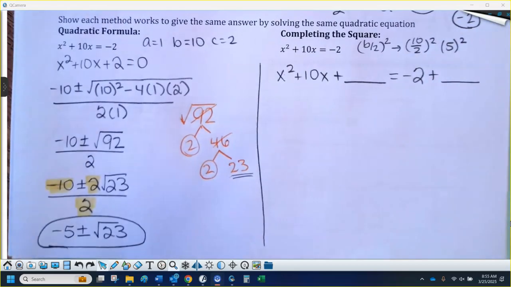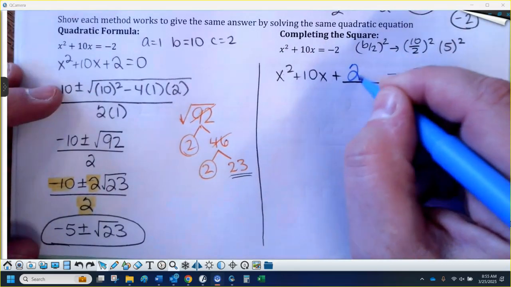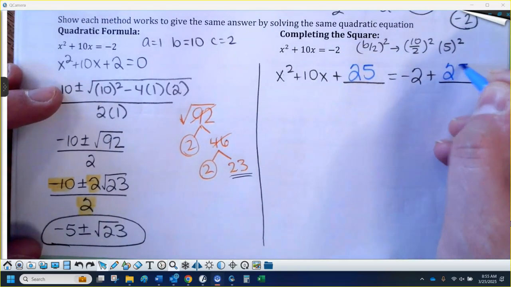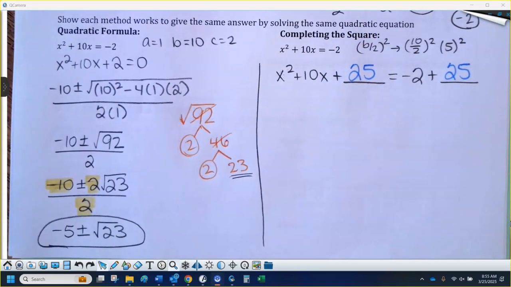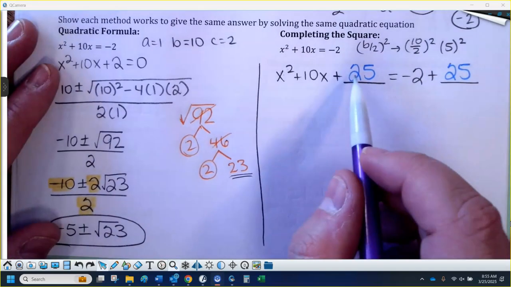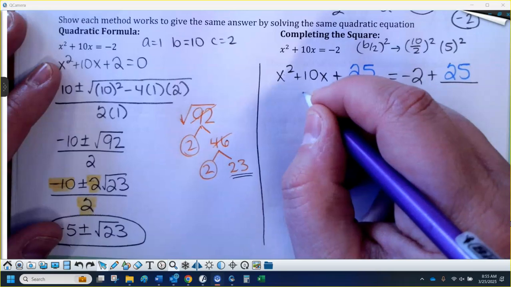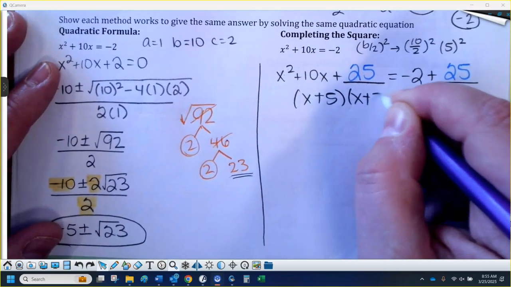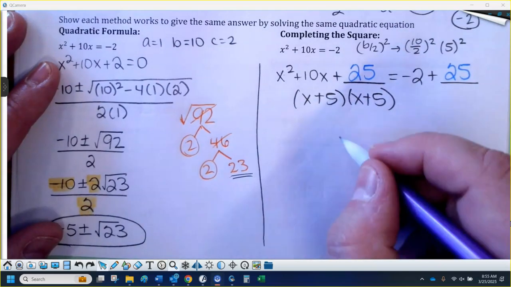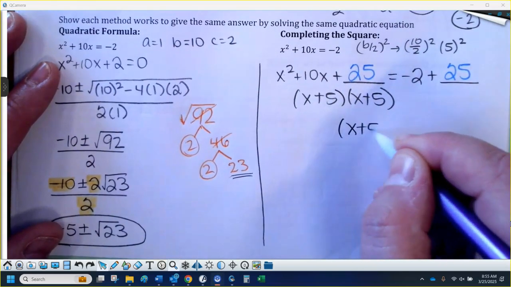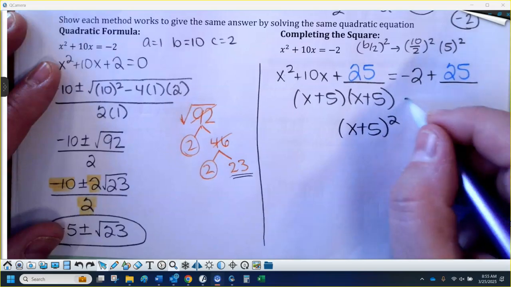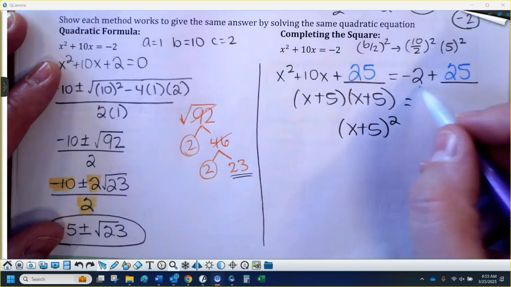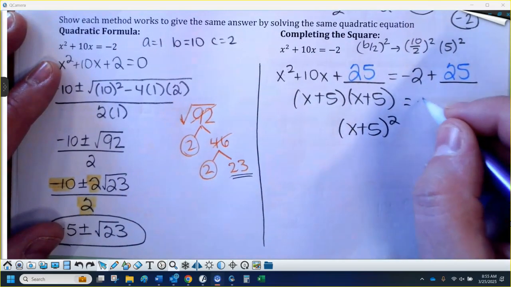25. Okay, so whatever you do to one side, you have to do to the other side. So we're going to add 25 to both sides. Okay, now, factors of 25 that add up to 10. So multiply to get you 25, add to get you 10. This is, skip this step if you understand this, x plus 5 times x plus 5, or the whole purpose of doing this, x plus 5 squared. Now, the other side, you literally just do negative 2 plus 25, so that's 23.